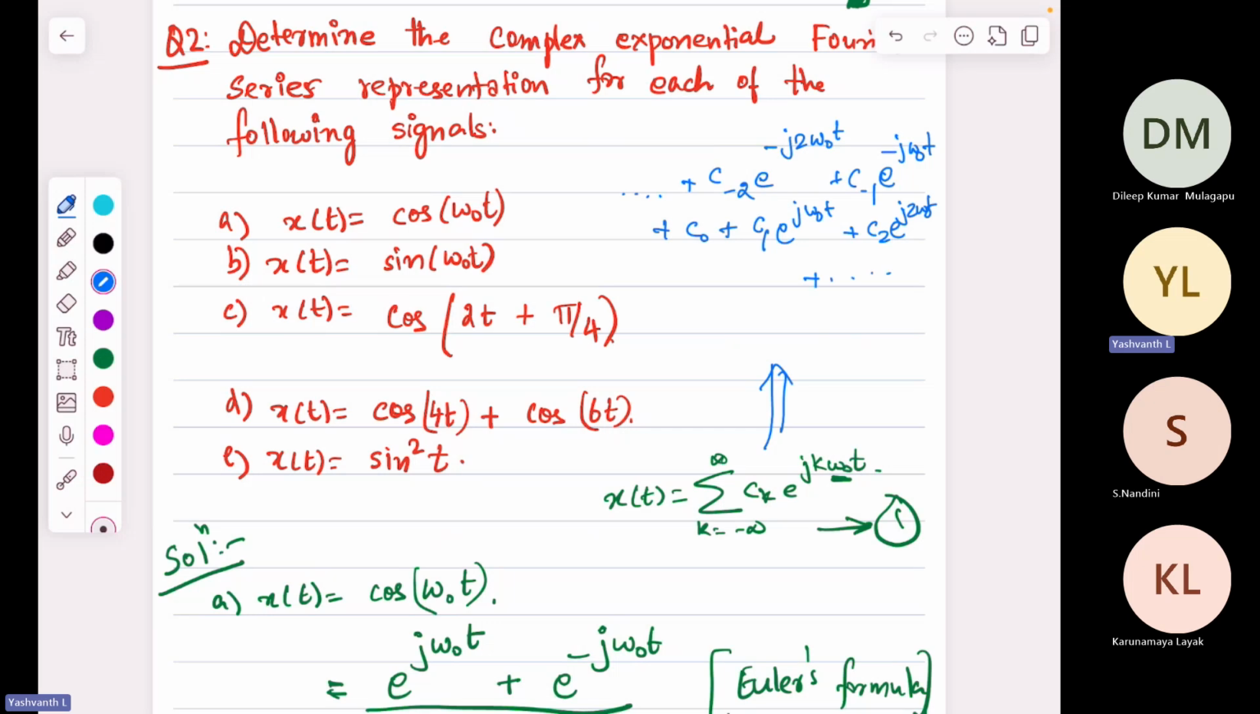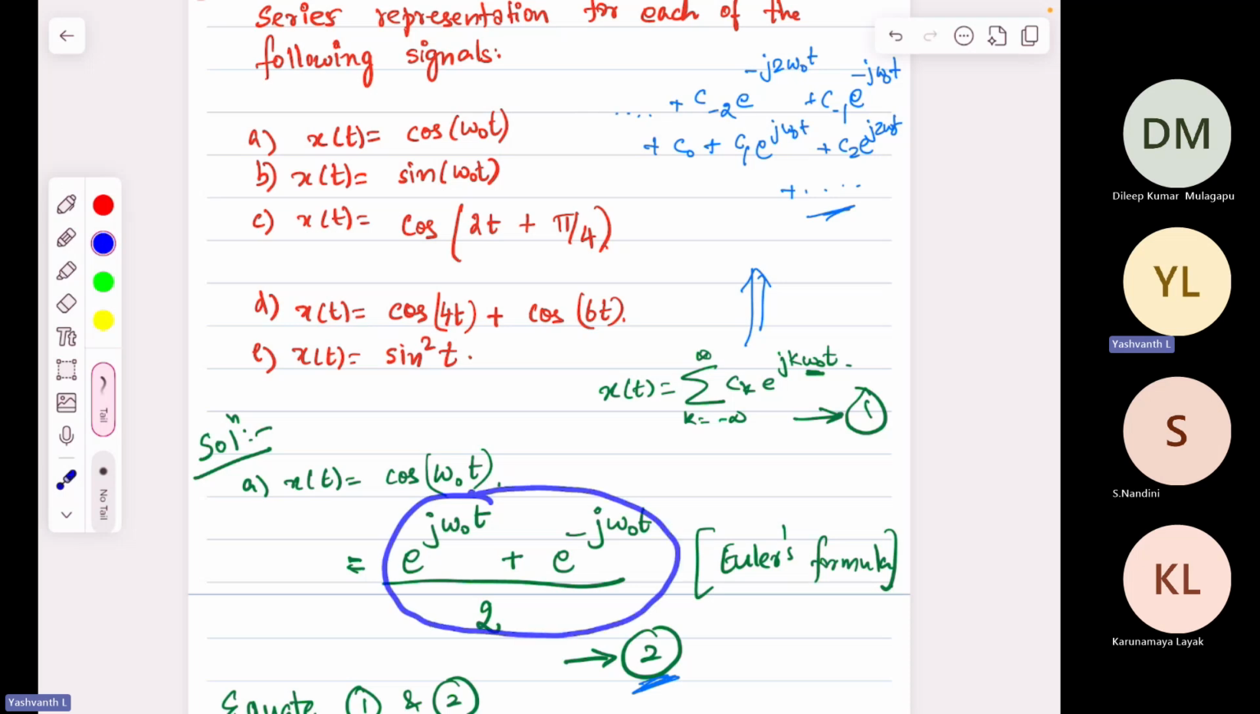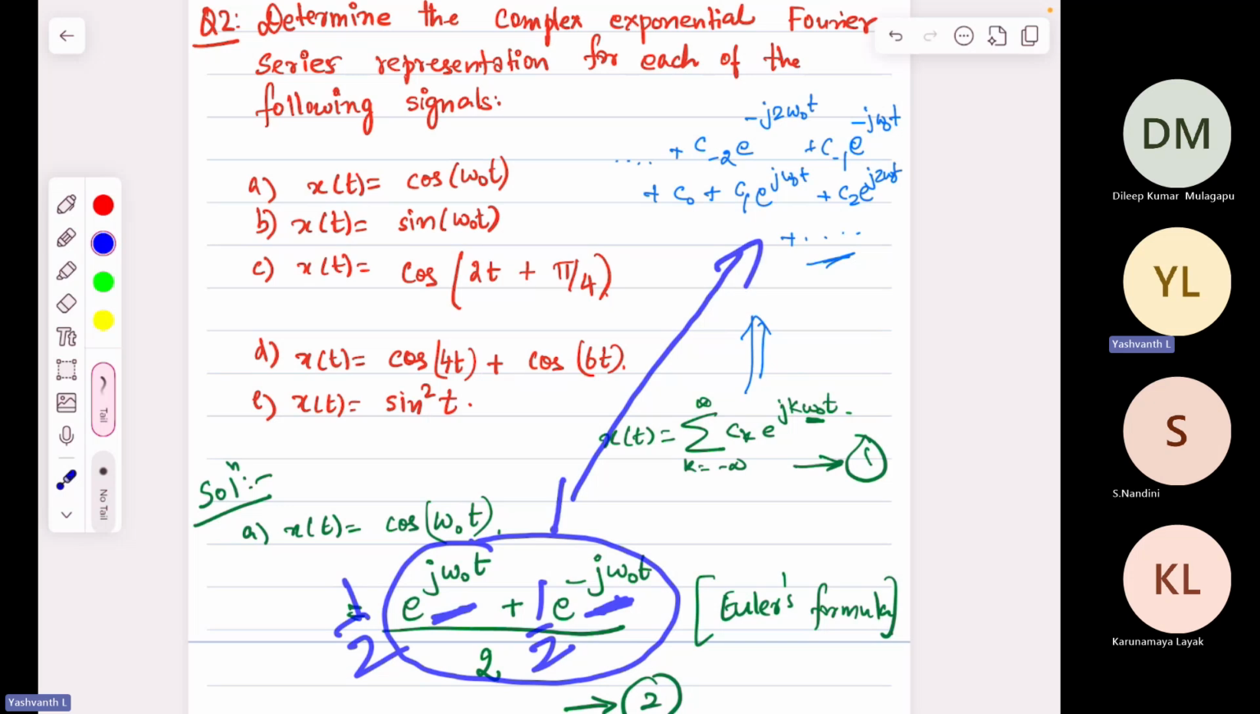It keeps on going from minus infinity to plus infinity. Now compare your equation in 2 and this infinite summation. How do you compare? You compare the coefficients of the complex exponential terms, right? In cos omega naught t, you only have two terms: e power j omega naught t and e power minus j omega naught t, and the corresponding coefficients are half and half, right? So now just do a term by term comparison.